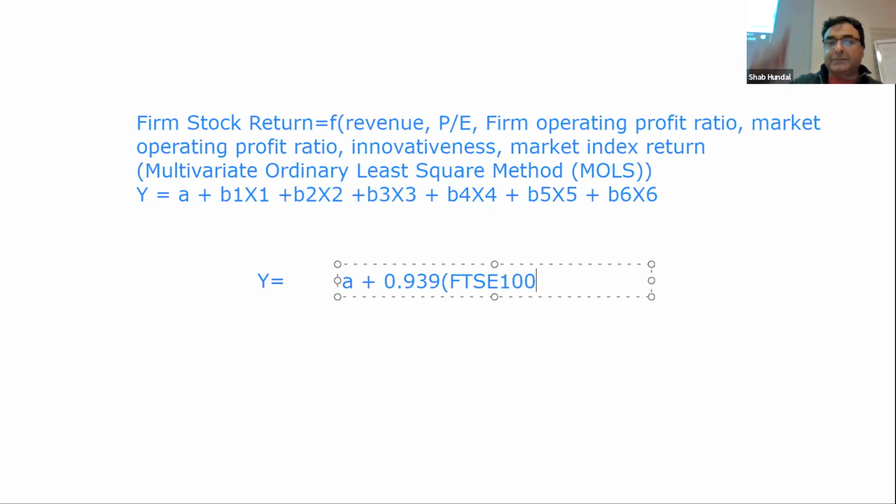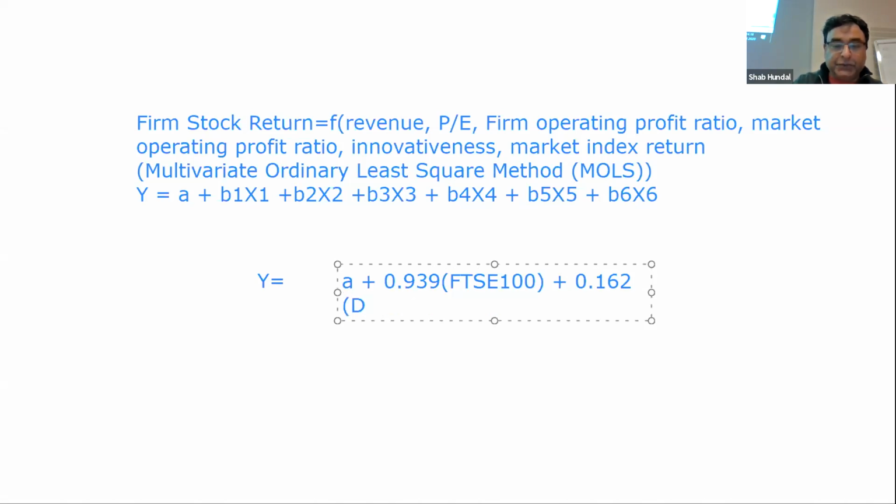Of course, I explained it in terms of X. It could be X6 or X7, whatever. And then we have one more variable, which is significant, and this is 0.162. And this was our D to E ratio.